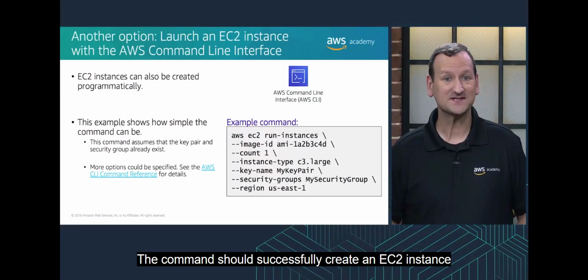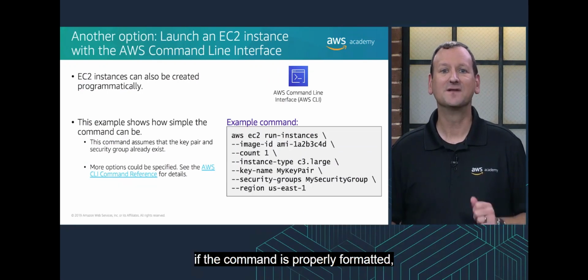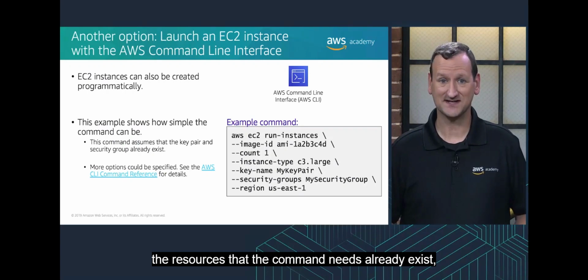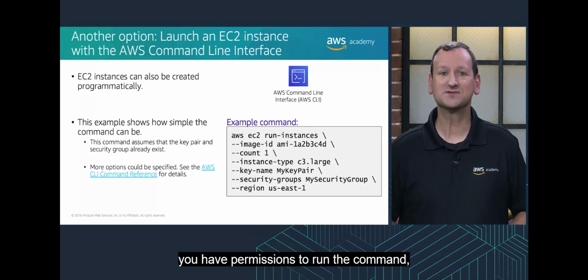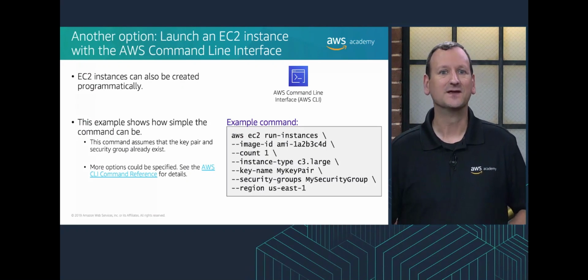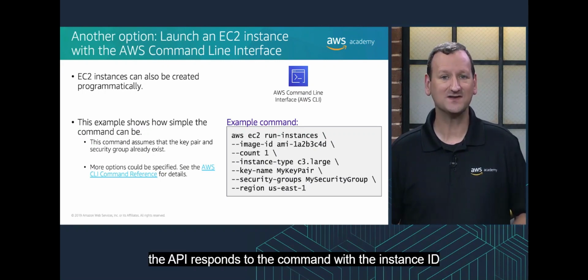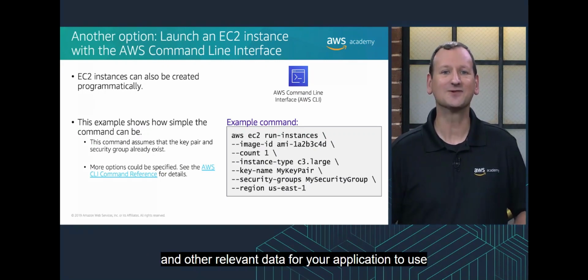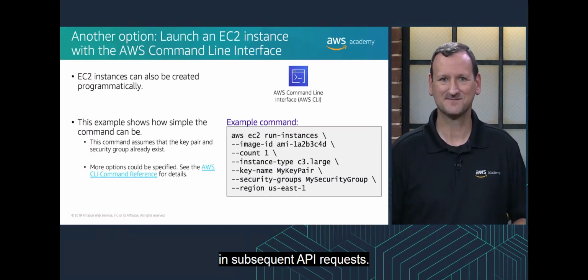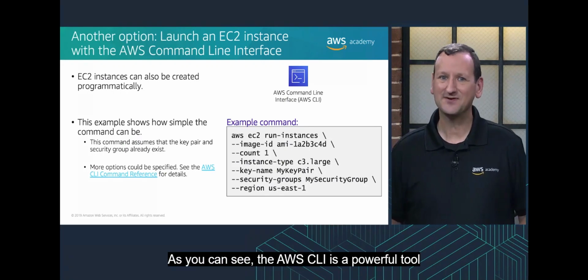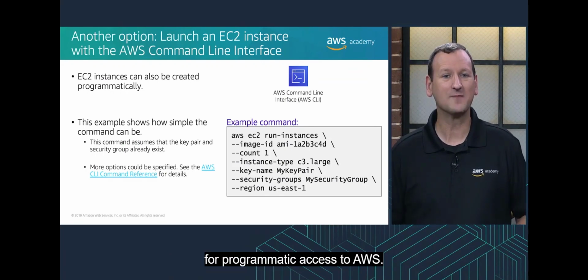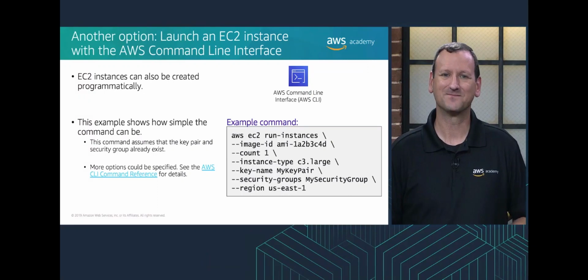The command should successfully create an EC2 instance if the command is properly formatted, the resources that the command needs already exist, you have permissions to run the command, and you have sufficient capacity in the AWS account. If the command is successful, the API responds to the command with the instance ID and other relevant data for your application to use in subsequent API requests. As you can see, the AWS CLI is a powerful tool for programmatic access to AWS.